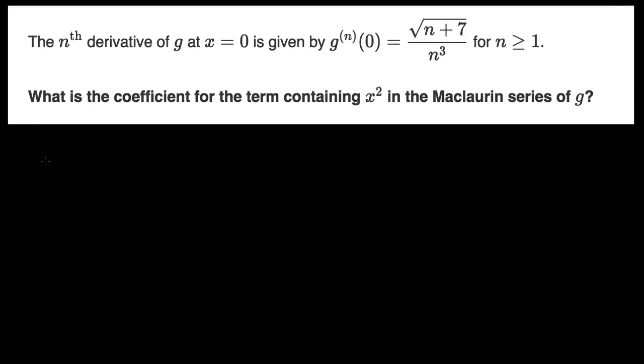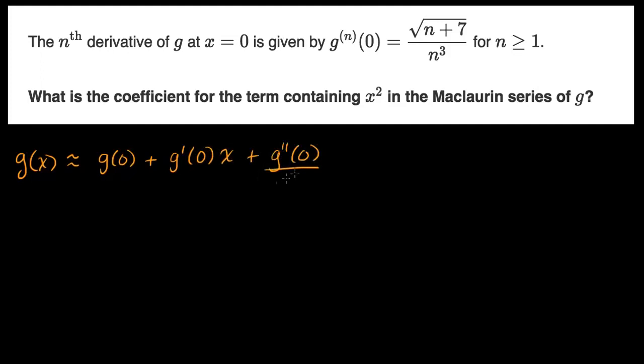So let's just think about the Maclaurin series for g. If I were to have my function g of x, the Maclaurin series, approximately equal to, especially if I'm not going to list out all of the terms, is going to be equal to g of 0 plus g prime of 0 times x plus g prime prime of 0 divided by 2 factorial, but that's just 2, times x squared. And that's about as far as we go, because we just have to think about what is the coefficient for the term containing x squared.